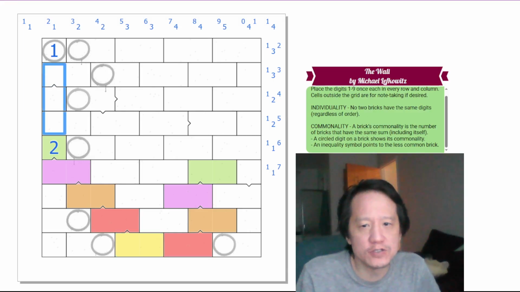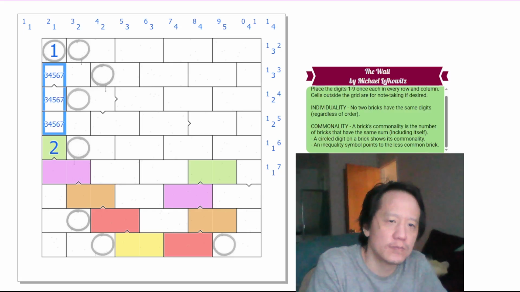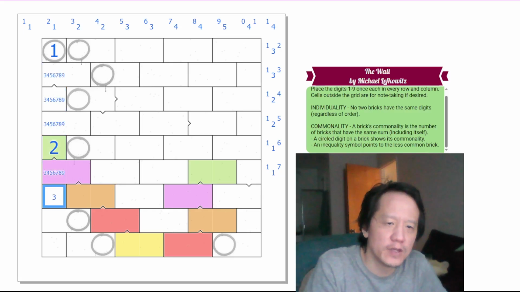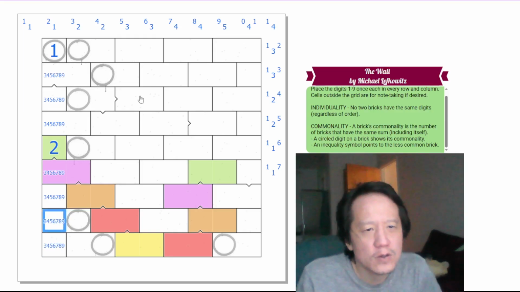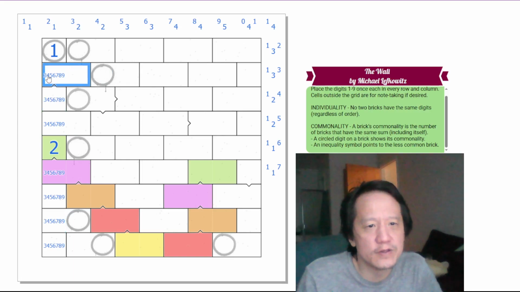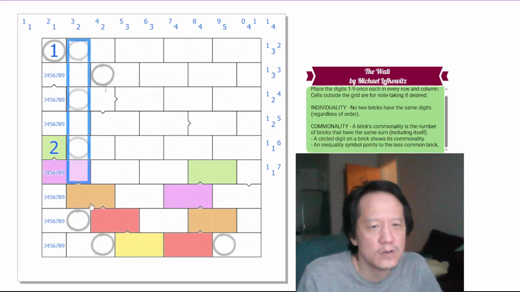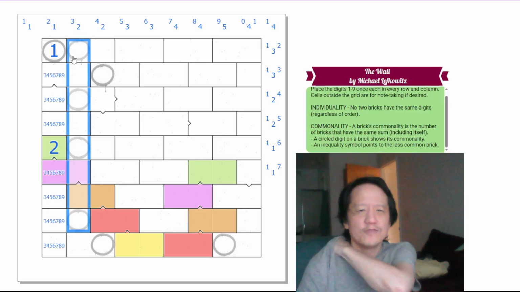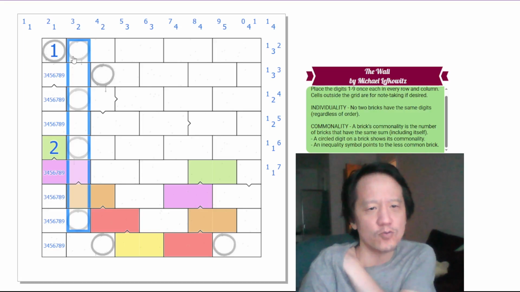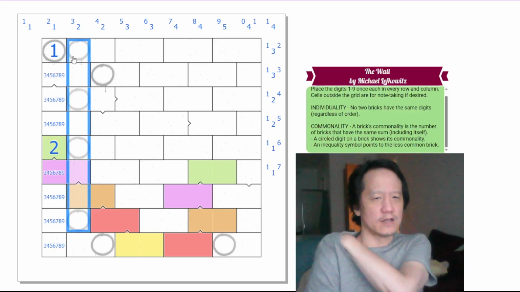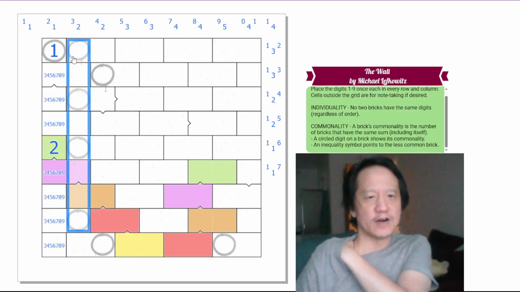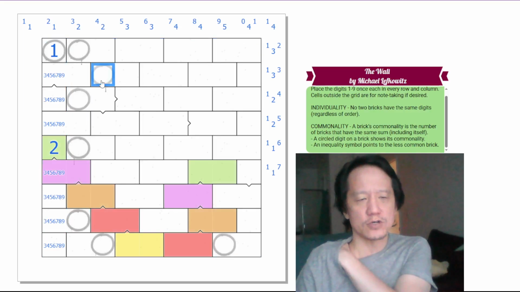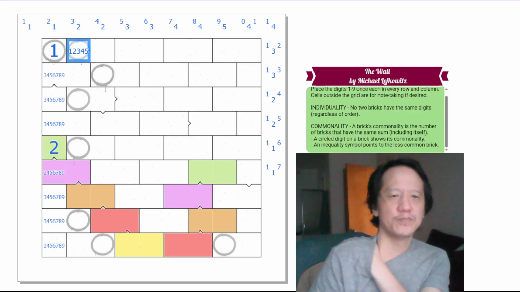The rest of these digits are 3 through 9 in column 1. Okay, this is more common than this. We have 4 unique digits here, so they have to be commonalities of 1, 2, 3, or 4 at least. Or 1 through 5. Okay, so all the circle commonalities must be 1 through 5, right?